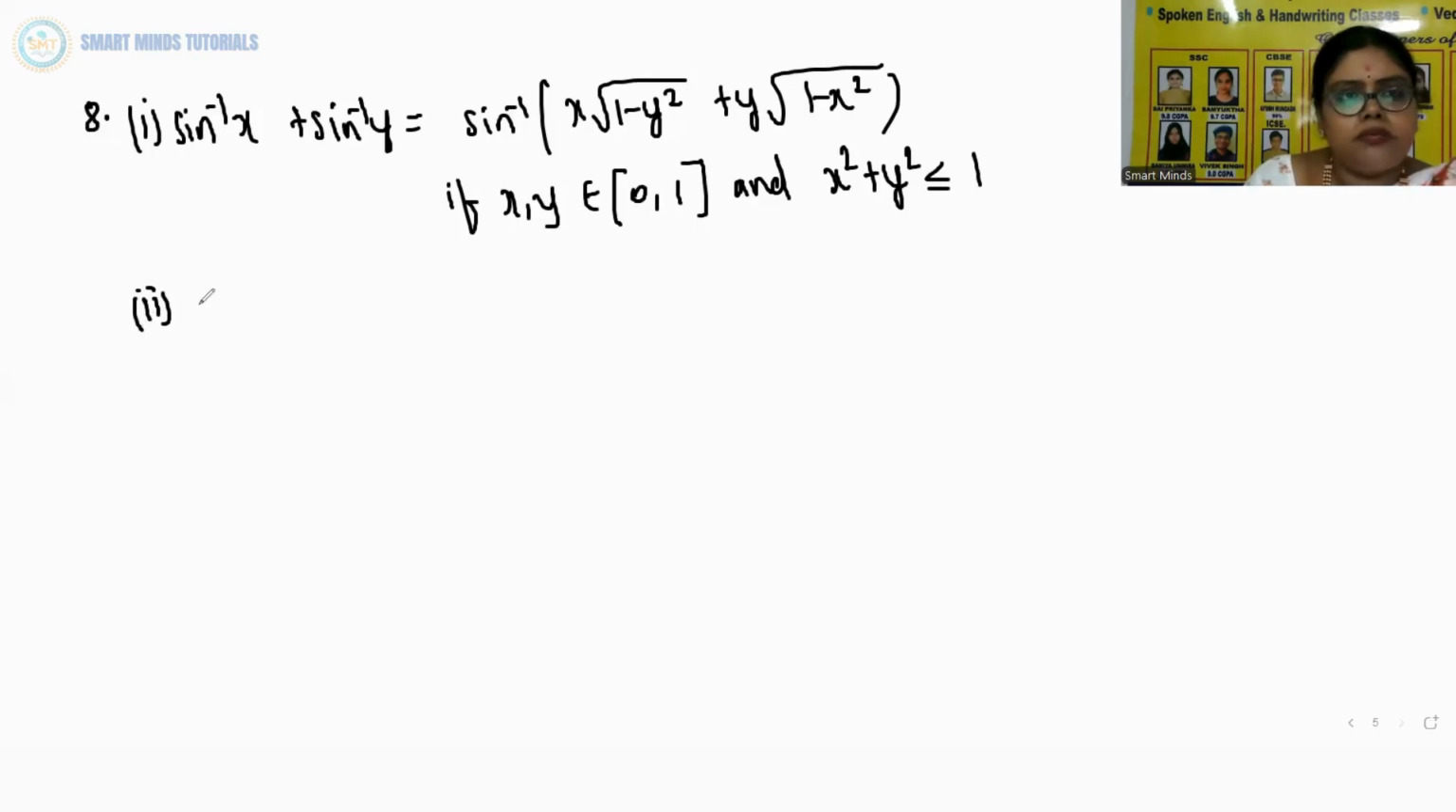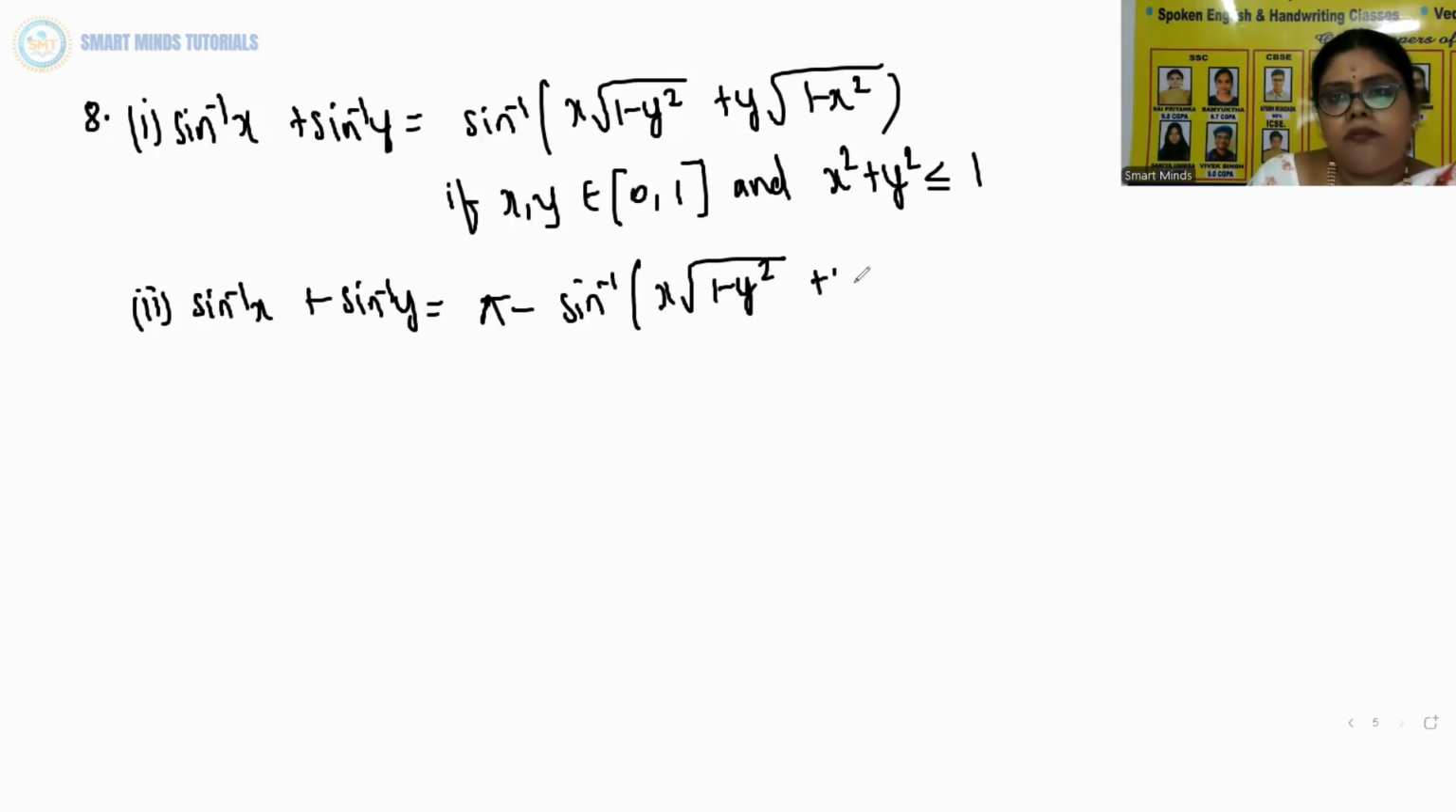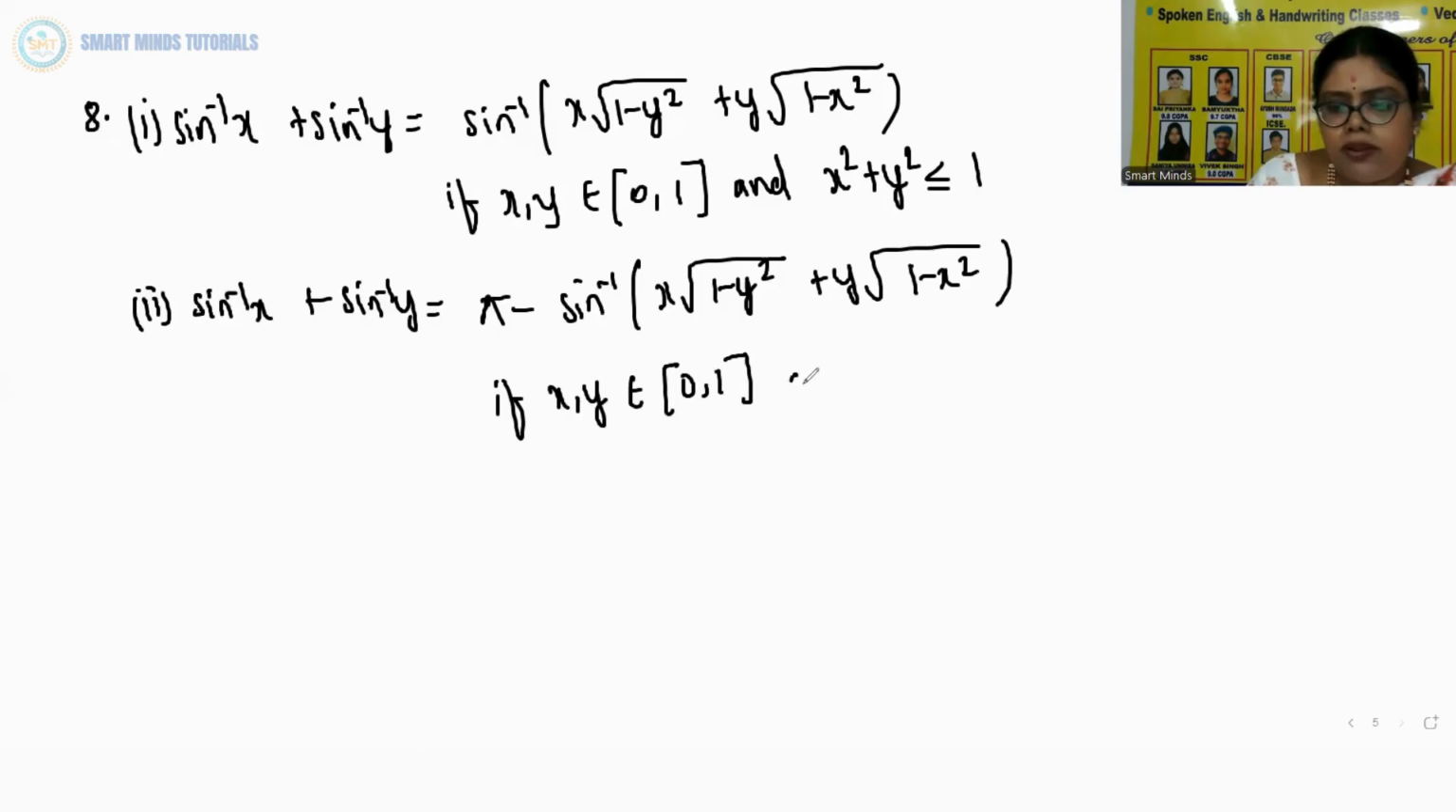Next, number 2. Sine inverse x plus sine inverse y equals pi minus sine inverse of x root 1 minus y square plus y root 1 minus x square, if x comma y belongs to 0 comma 1 and x square plus y square is greater than 1. So if x square plus y square is greater than 1, then it is formula number 2. And if x square plus y square is less than or equal to 1, then we take formula number 1.